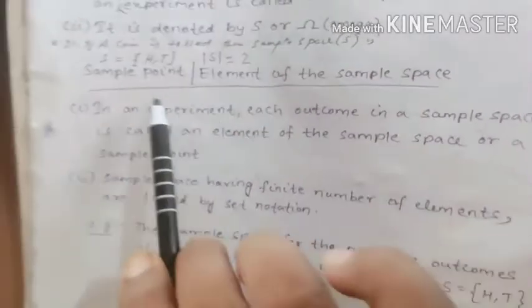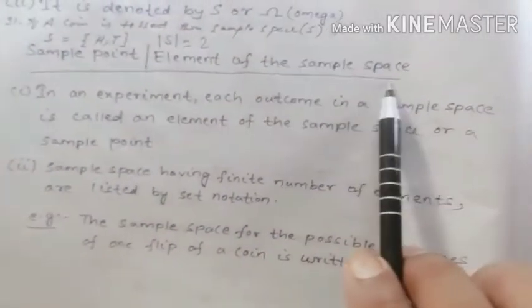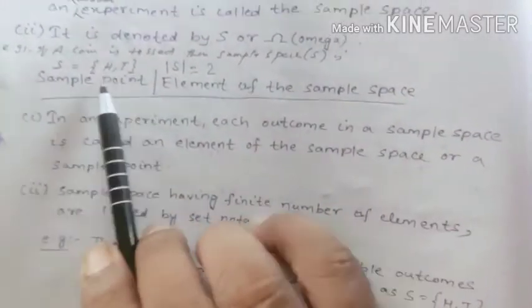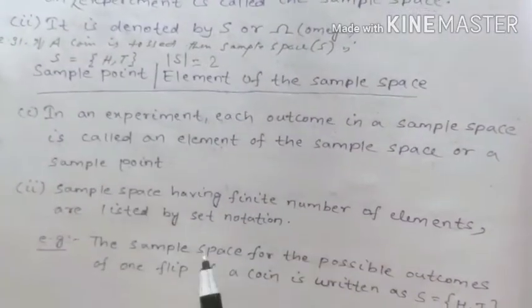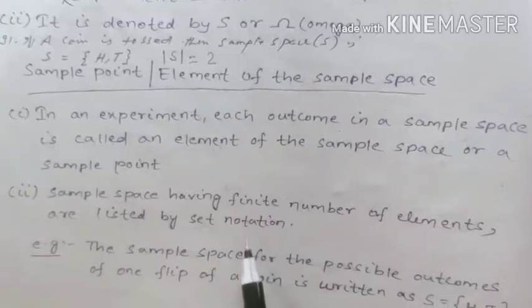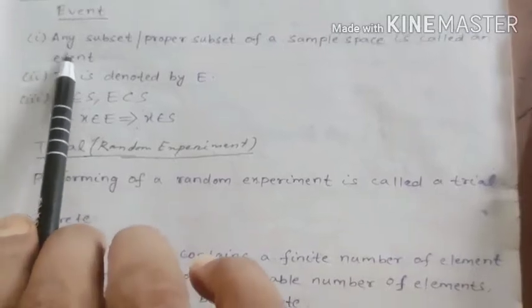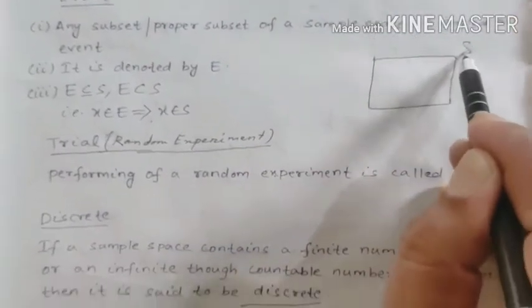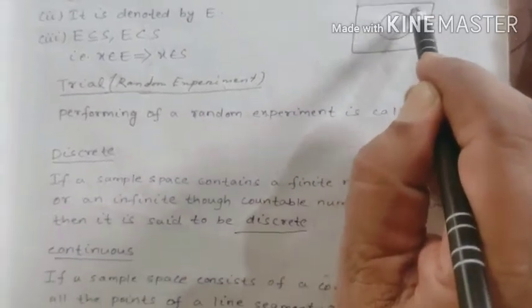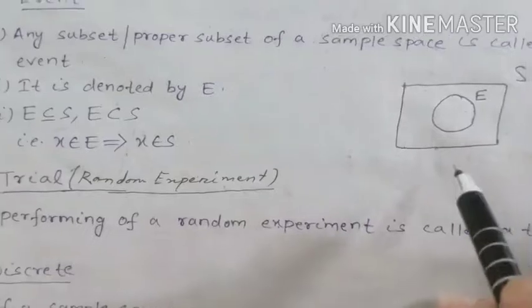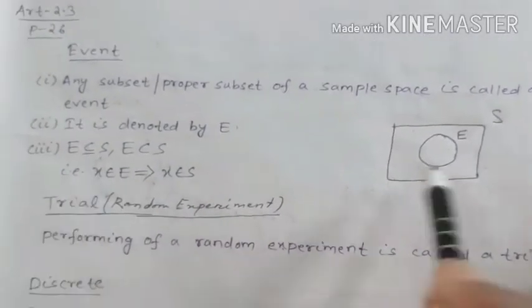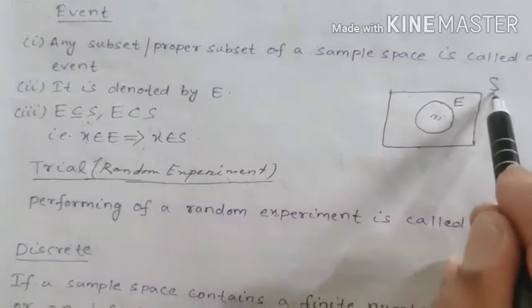Similarly, how can you find the sample point, or the element of the sample space? For the above example, H is a sample point and T is also a sample point. There are two sample points. Next one is event. Any subset or proper subset of a sample space is called an event. Suppose S is a sample space and E is an event, then E is a subset of S. That is, x belongs to E means x belongs to S.